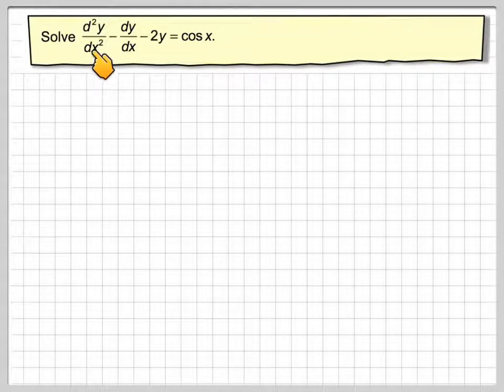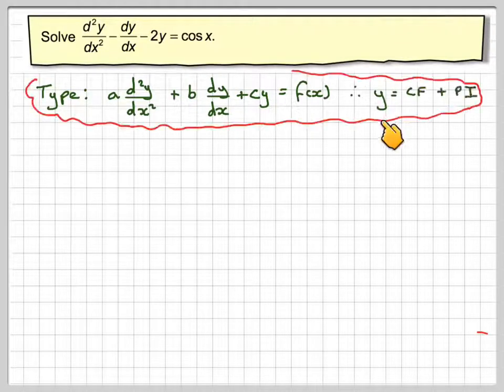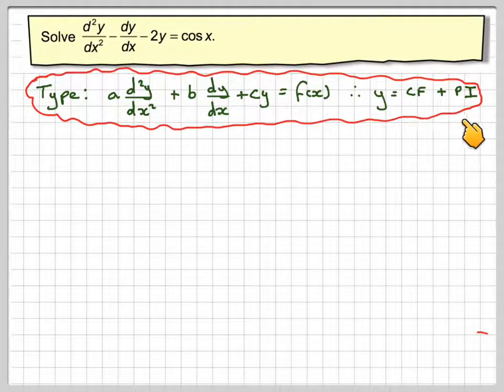Solve the second derivative minus the first derivative minus 2y is equal to cos x. So we've got a second order differential equation here. This is of the type a times the second derivative plus b times the first derivative plus c times y is equal to some function of x. The full solution will have the complementary function plus the particular integral.